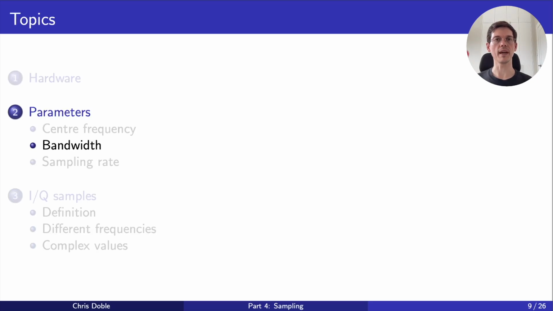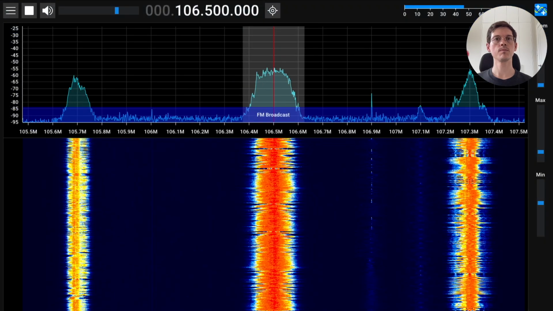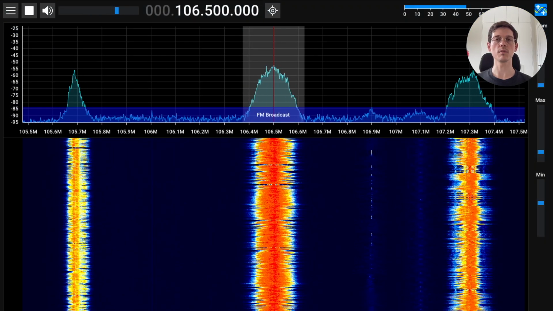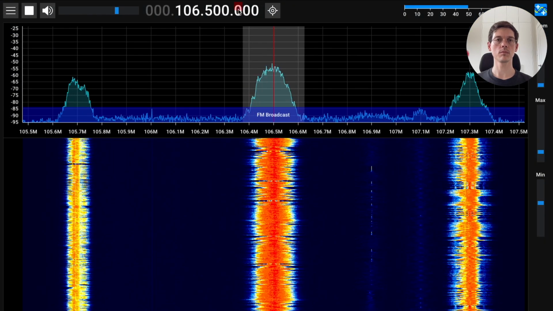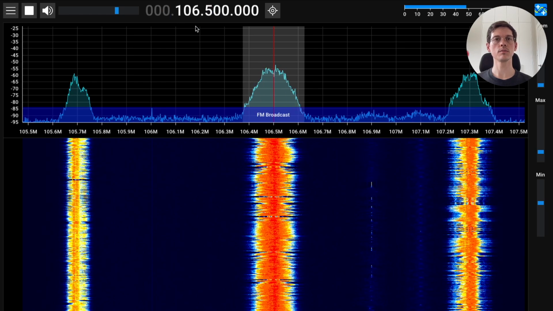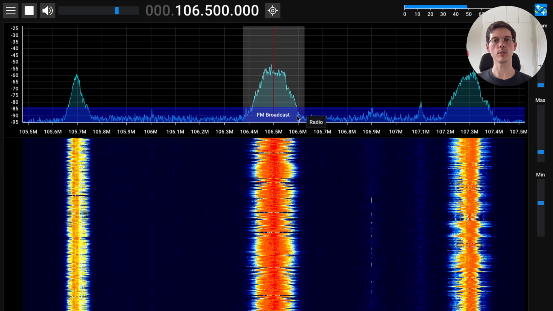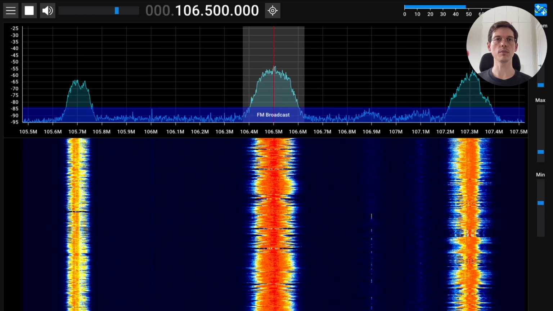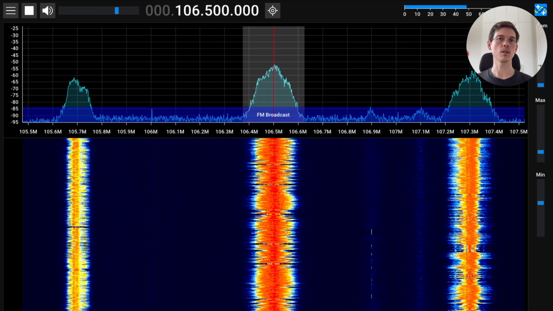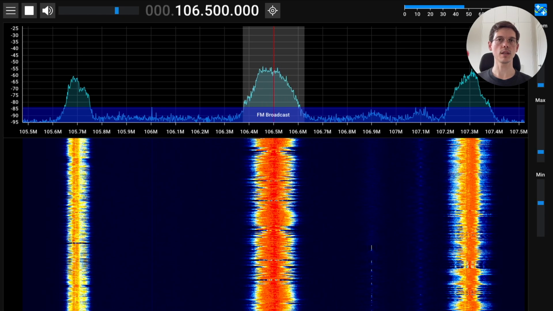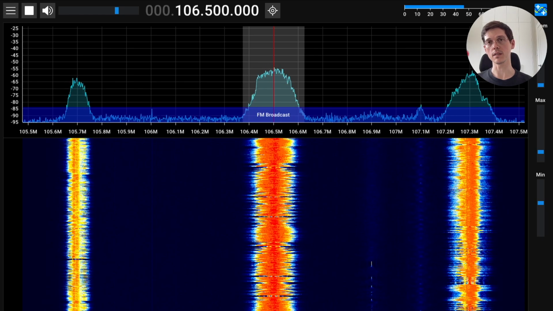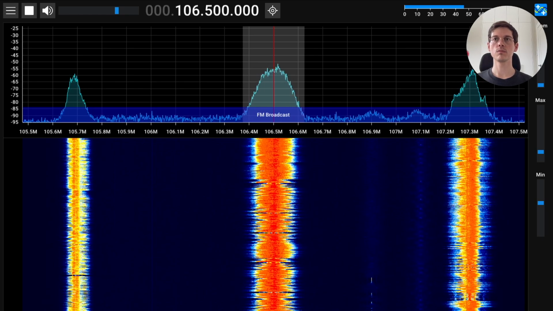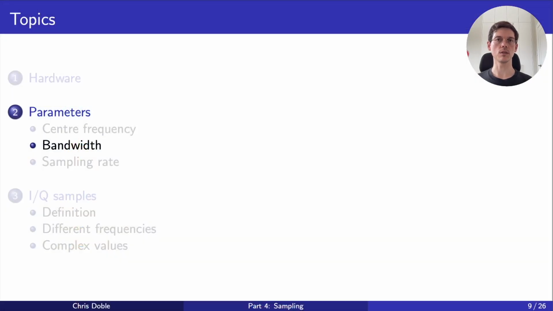Next, we need to choose a bandwidth. Looking at the FM radio again. Even though we say radio stations transmit on a single frequency, like tuned to 106.5, they actually span a band of frequencies, and we need to sample all of them to get the full signal. This band is a result of the modulation process, and its width is, surprisingly, called the bandwidth. So what's the bandwidth of the CA signal?